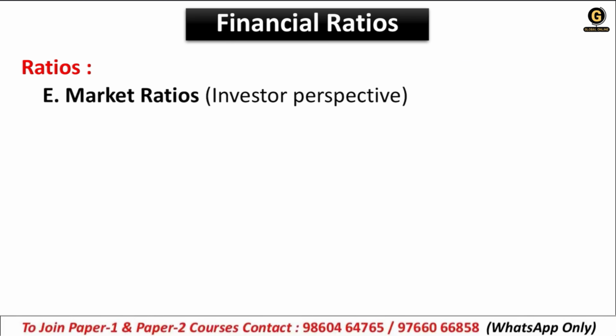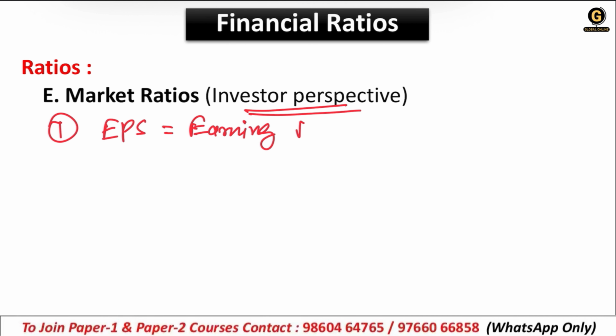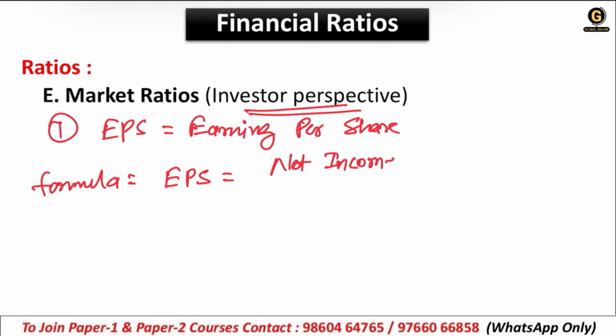Now let's understand the market ratios, from the investor perspective first. First is earning per share, EPS we call it. What is the formula for it? EPS is equal to net income divided by number of shares. Clear?